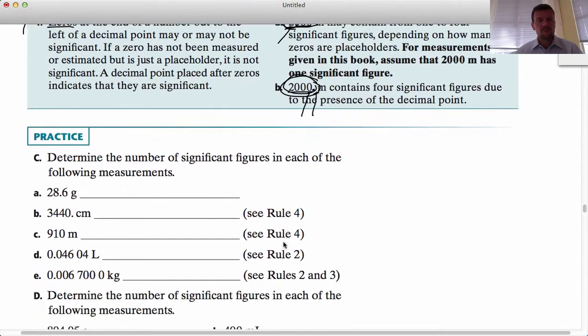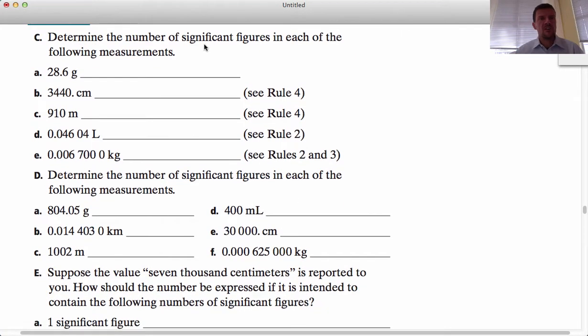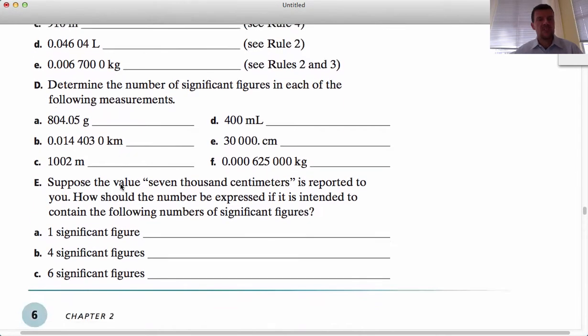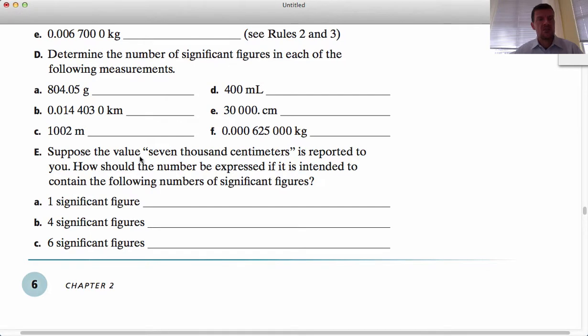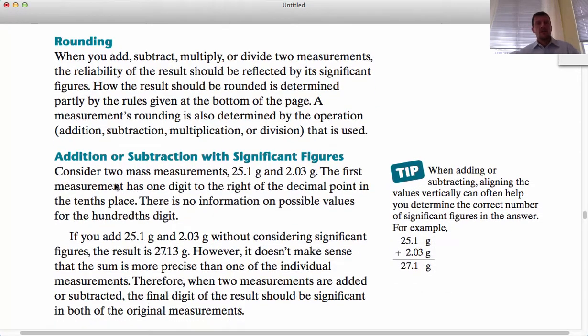All right. Here are some great practice problems for you. You have to determine the number of sig figs, I might say sig figs, by the way, for significant figures. How many sig figs? Suppose the value 7,000 centimeters is reported to you. You can do that one. You want to write it so there's 1 sig fig, 4, or 6. So go ahead and work on those and then come back when you're ready.